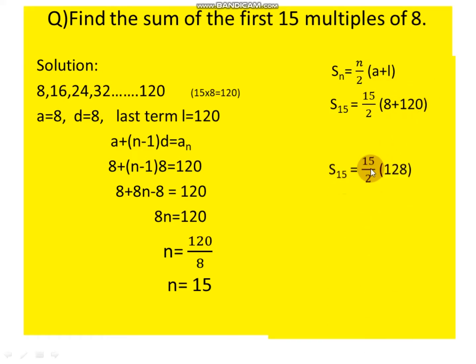Let us simplify. Therefore S15 is equal to 15 divided by 2 into the value of a, which is 8, plus 120, is 128. Let us divide this 128 by 2: 2 sixes are 12, 2 fours are 8. Therefore 15 into 64 is equal to 960. So this is the sum of 15 terms of the multiples of 8. So if you write the multiples of 8 up to 15 terms, then you will get the sum 960.